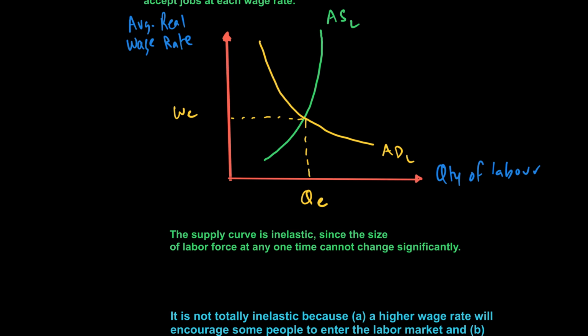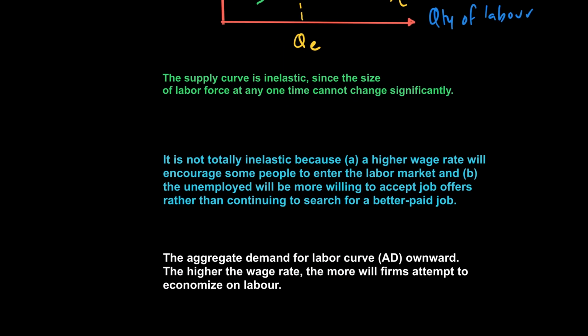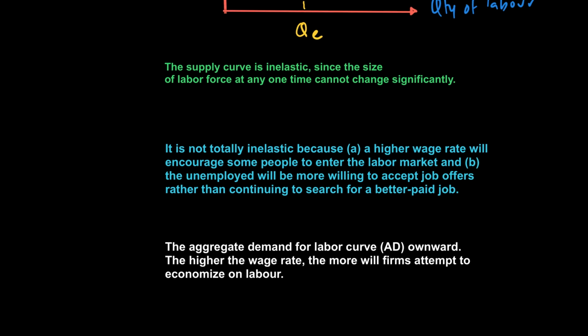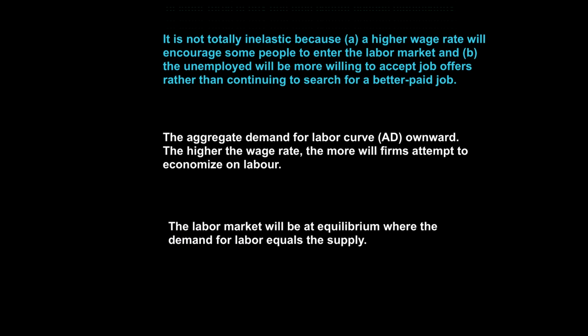So as the wage rate goes up, firms may economize, and that's exactly what we wrote here: the aggregate demand curve for labor is downward sloping because the higher the wage rate, the more the firms will attempt to economize on labor. They'll cut down on the number of workers being employed. So the market reaches equilibrium where the aggregate demand curve and aggregate supply curve meet, where we get the equilibrium wage rate.